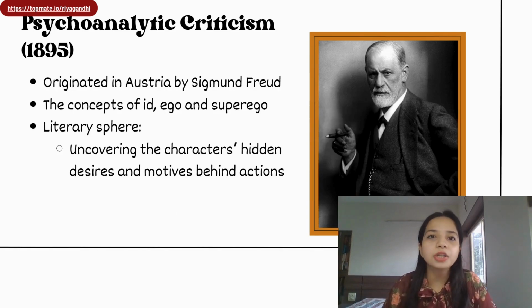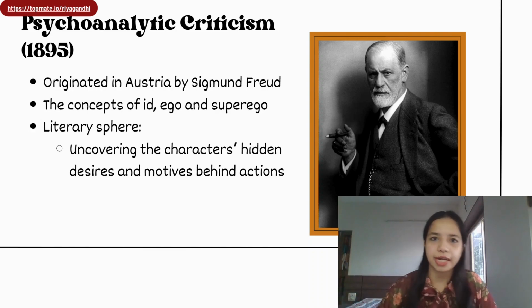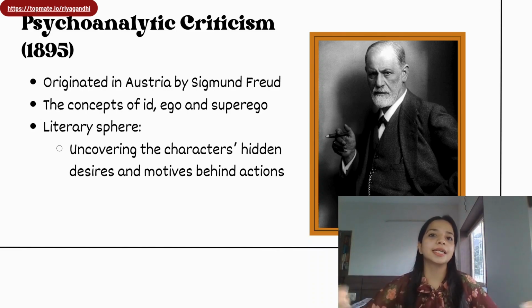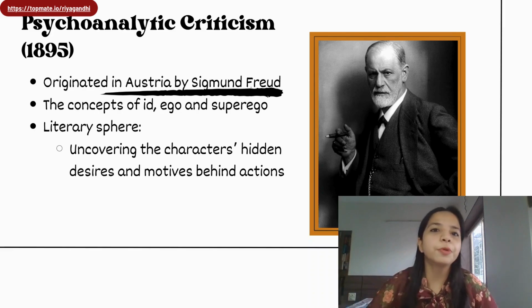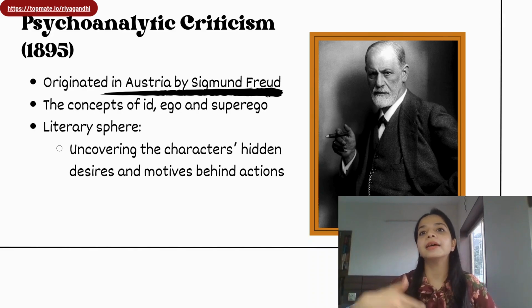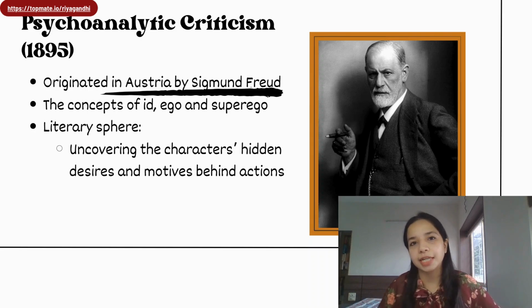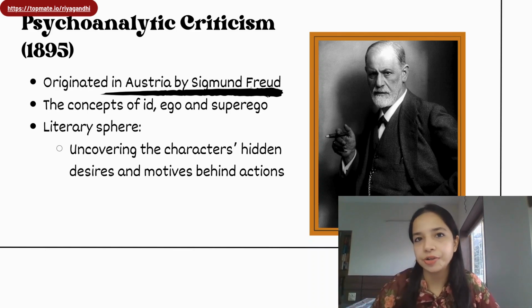Now, moving on to the next literary theory, and that is psychoanalytic criticism, that emerged in the latter part of the 19th century, especially when one of the most important psychoanalysts, Sigmund Freud, contributed the ideas of id, ego, and superego. At the same time, he was also talking about the concepts of psychosexual development. Now, all of these ideas also percolated into literary criticism.